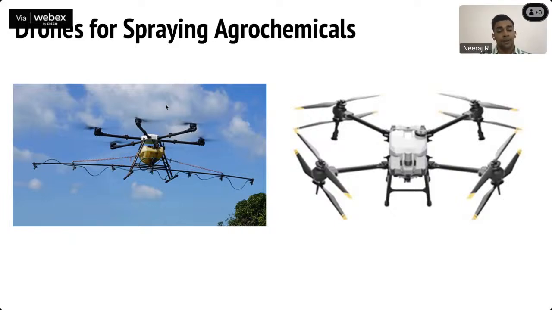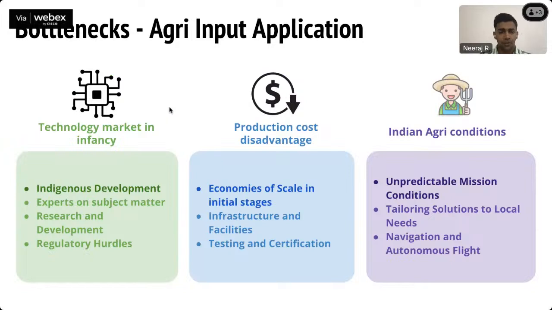But yeah, some of the bottlenecks I wanted to address in the agri input application, because I think drone spraying in India is picking up at a very fast pace. Government initiatives are promoting a lot of these services, demos, or just awareness creation. And also a lot of service provider companies have set up all over the country to provide this kind of agri spraying for farmers.